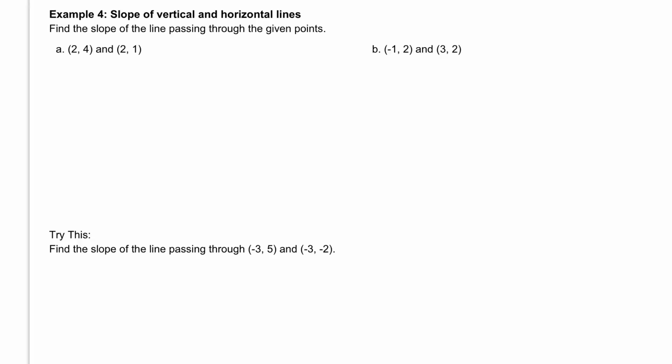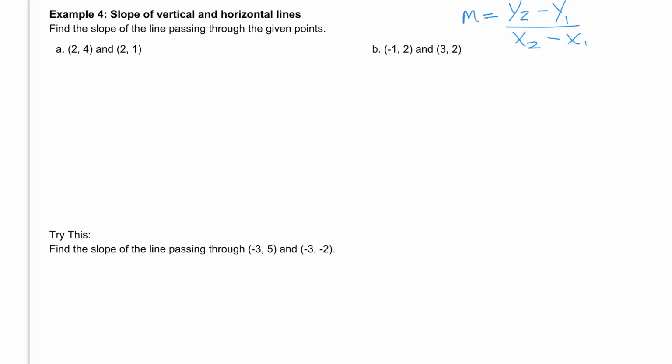In example 4, we're going to find the slope of vertical and horizontal lines and see what happens. I'm going to write that slope equation one more time for us so we can see it on the screen. Slope is equal to our change of y sub 2 minus y sub 1 over x sub 2 minus x sub 1.